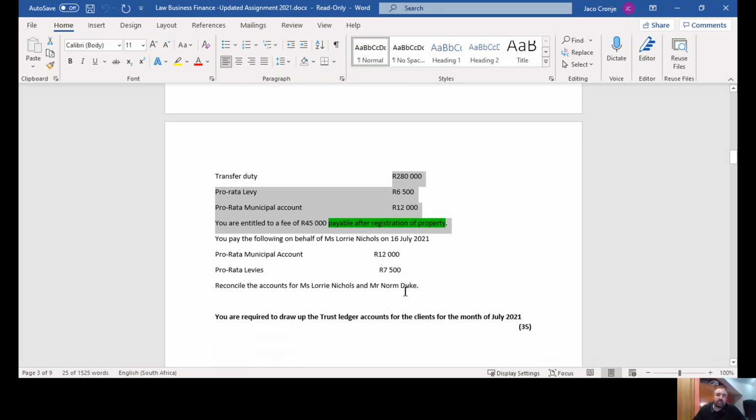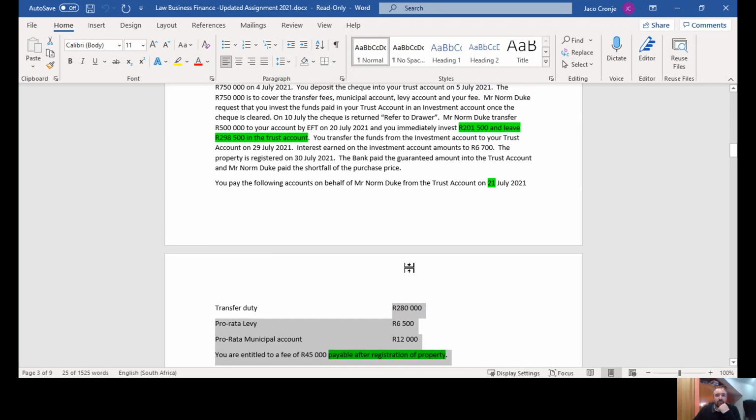Reconcile accounts for Miss Nichols and Mr. Duke. So at this point, you will see that Miss Nichols now has all the funds in her trust account. So when the question states reconcile, it means go and pay her out. So after you've paid out Miss Nichols and after Mr. Duke has paid his amount in, both of their accounts must be on zero.